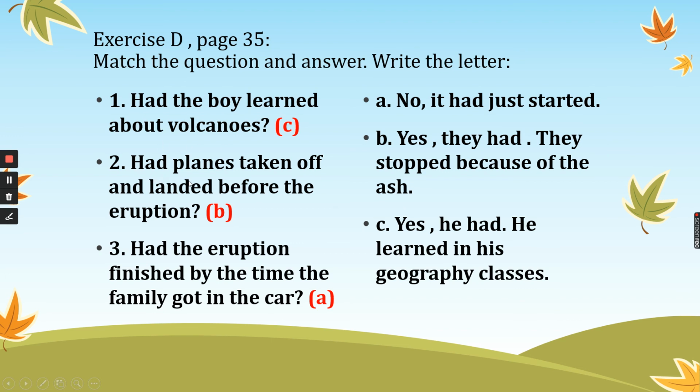Number 2. Had planes taken off and landed before the eruption? The answer is B. Yes, they had. They stopped because of the ash. 3. Had the eruption finished by the time the family got in the car? The answer is letter A. No, it had just started.